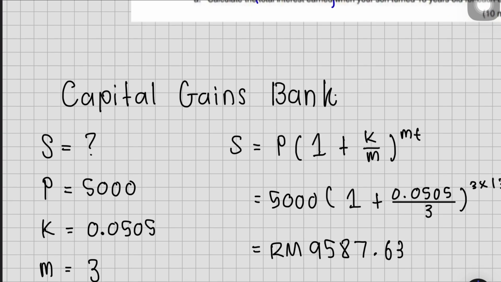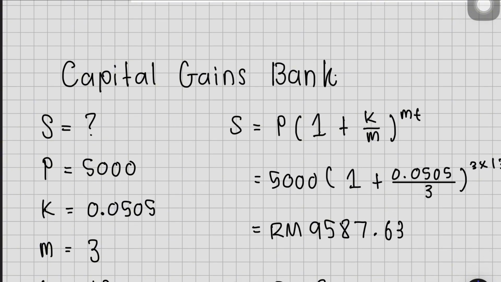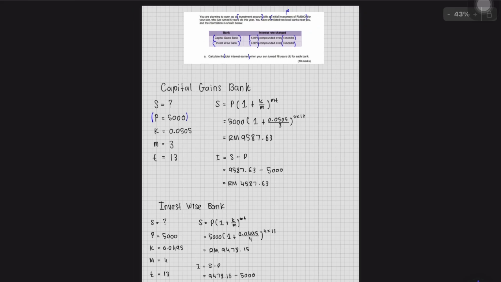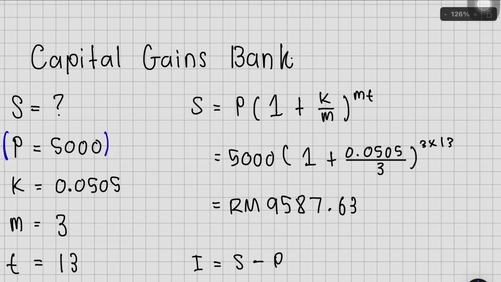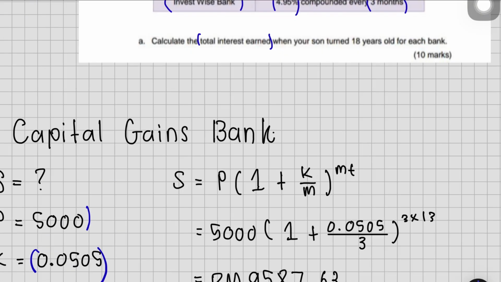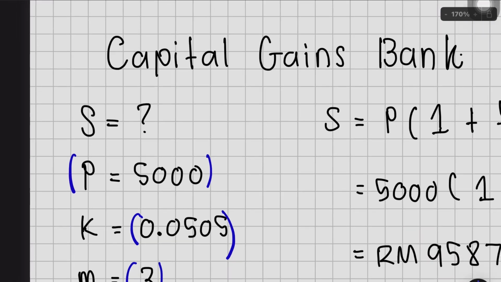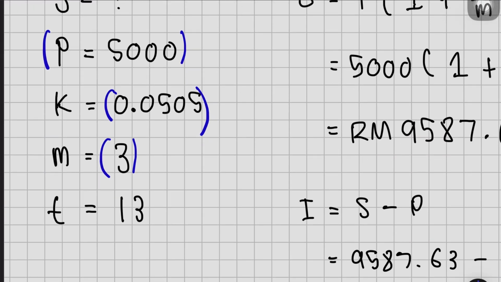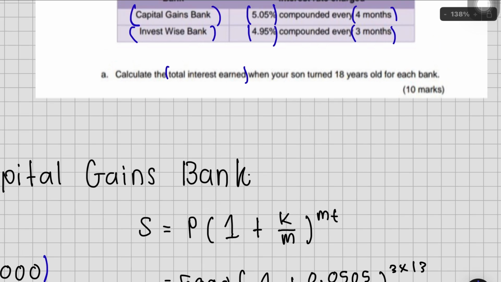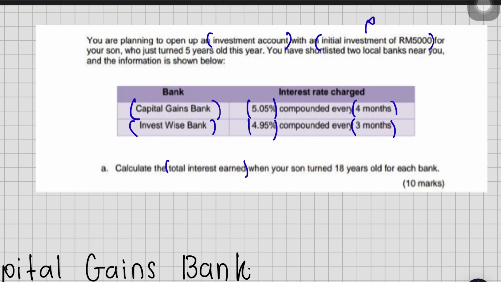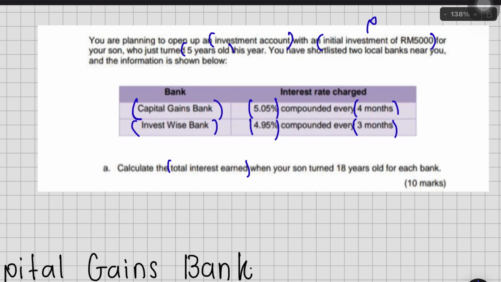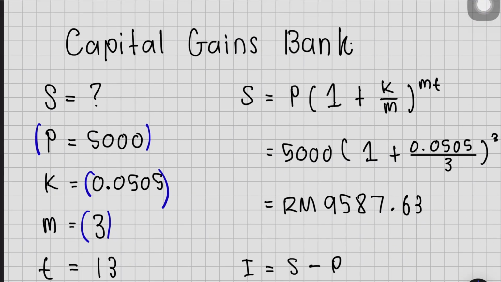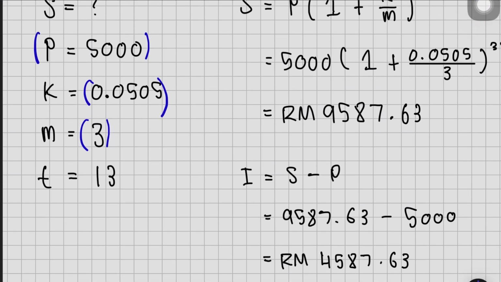So for Capital Gains Bank, we are already given the initial investment, which is the principal of 5,000 ringgit, as well as the compound rate of 0.0505, and the frequency of conversion, which is 3, because it is compounded every 4 months. For the T, we get 13 minus the 18 with 5, because when we made the investment, our son was already 5 years old. So it is important for us to get the T right first.